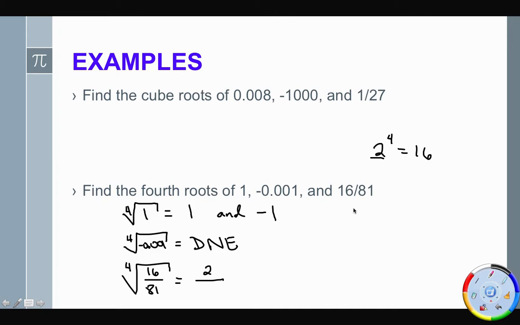And then what number to the fourth power is equal to 81? You can do a little bit of work and figure out that this is a 3. 3 to the power of 4 is 81. And since that's the positive answer, we also get the negative answer of negative 2/3.